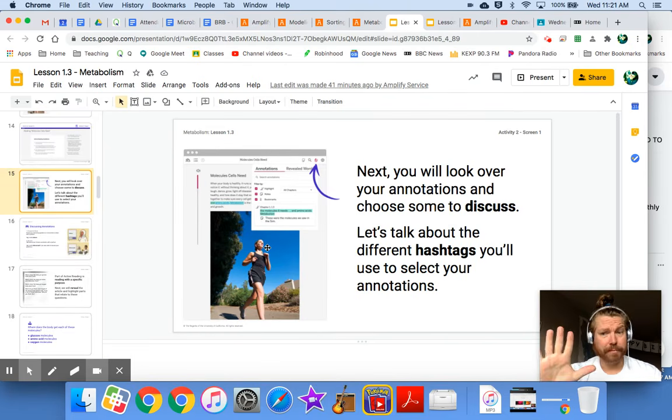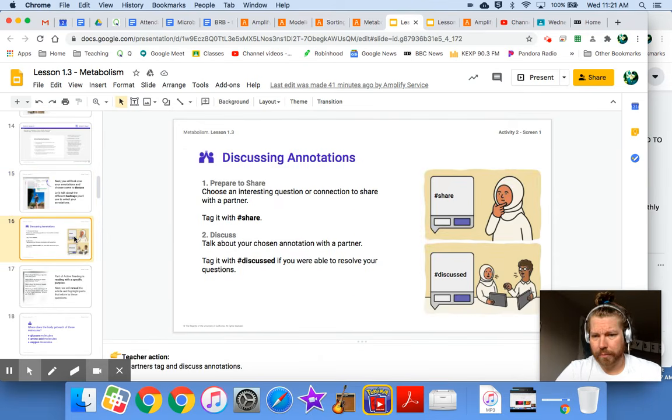So you read the article by this point, and you have some annotations. Like we've done before, we want you to add these hashtags to the annotations. So if there's something that you would like to share with a partner, which you don't necessarily have, but maybe you could contact somebody in the class, go ahead and hit share. Hey, you could even email me if you wanted to. And then discuss, if you've discussed it already, you can put hashtag discussed next to it.